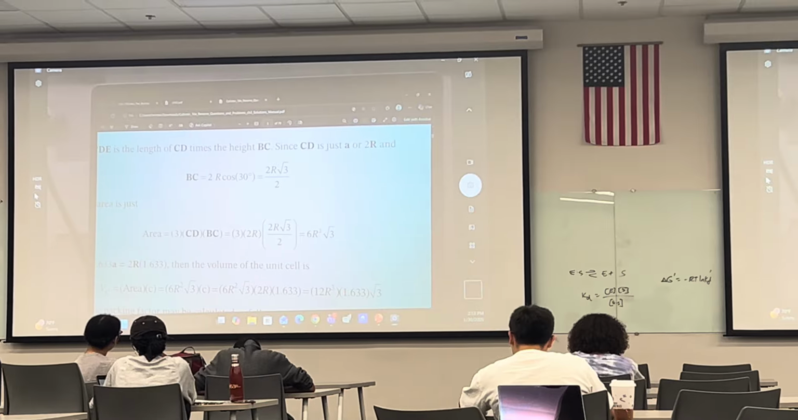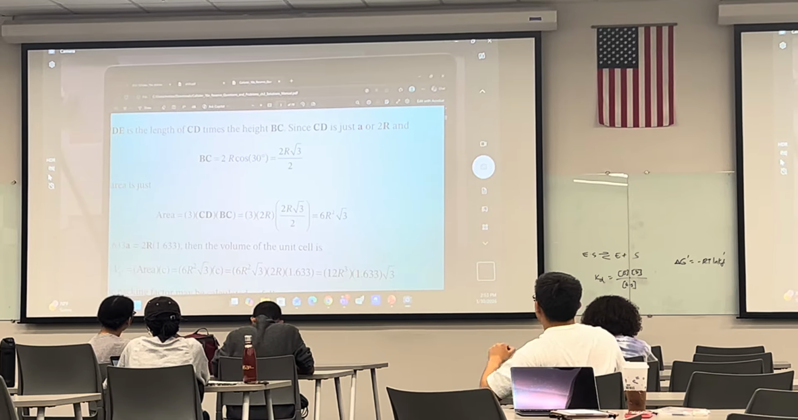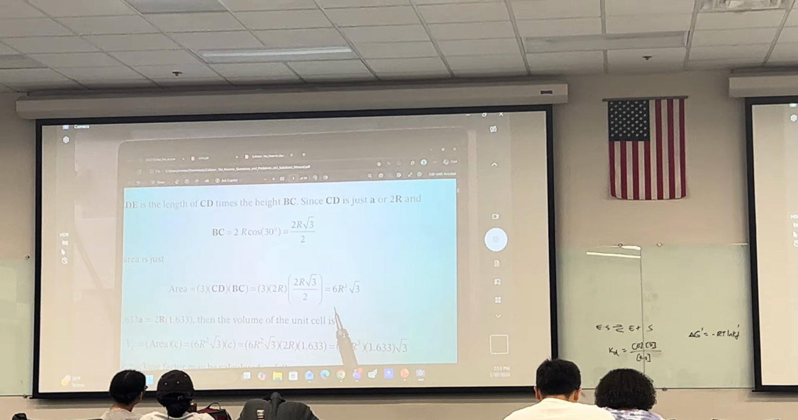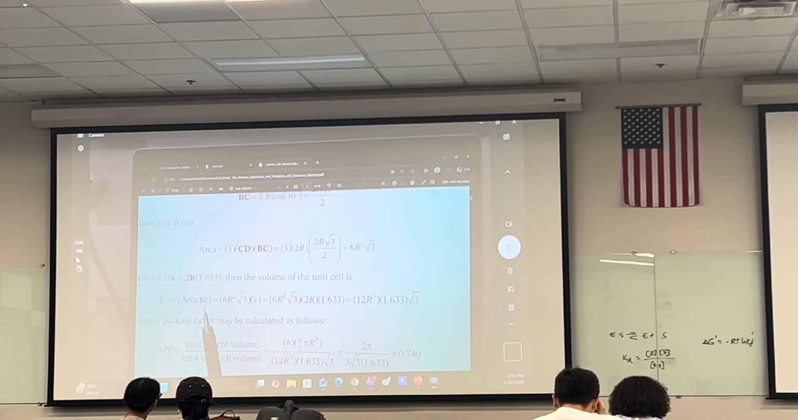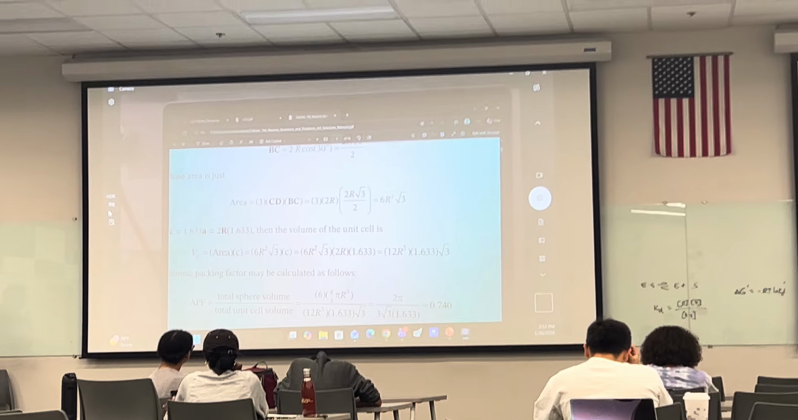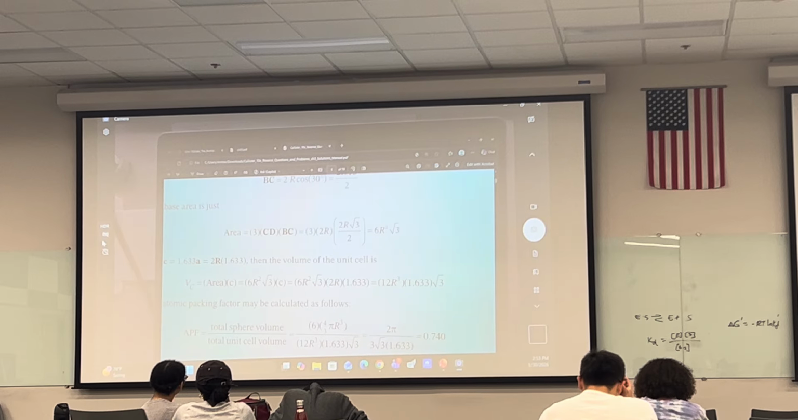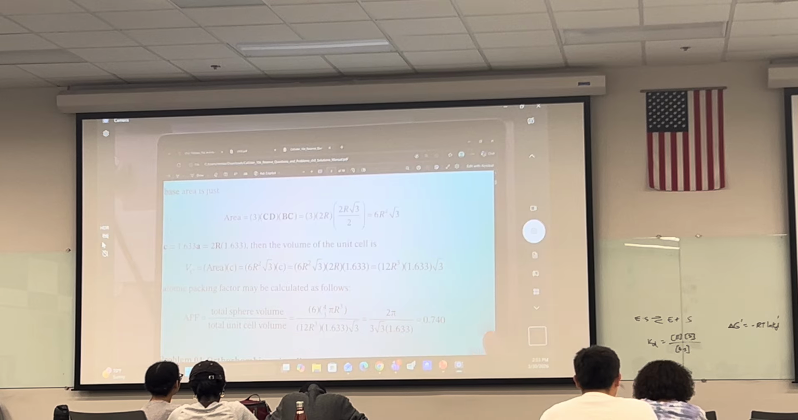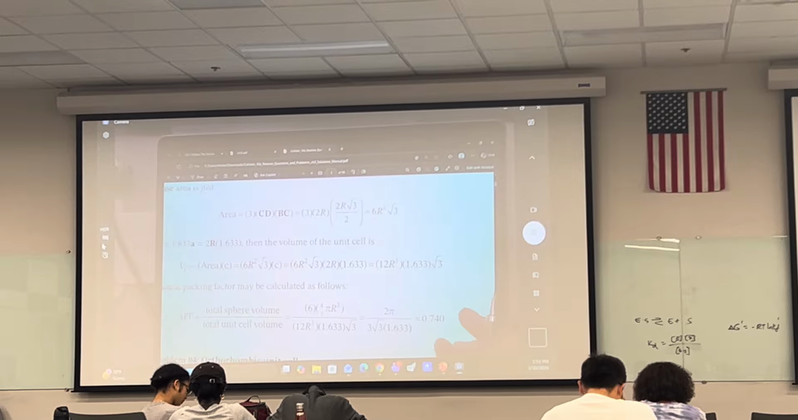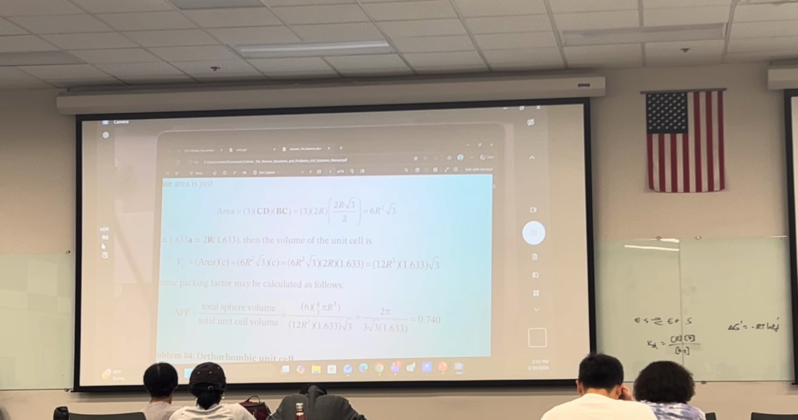So this is the total area. And when you multiply it by C, you get the total volume. And we already know C is equal to 1.633 times A, which is 2R. And this is the total volume based on R. After you substitute R, that's what you get at the end. That was really hard.